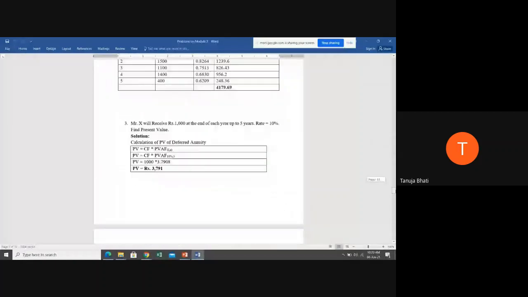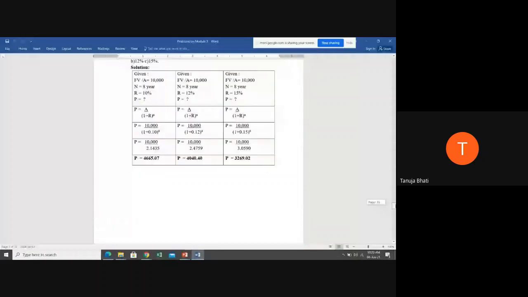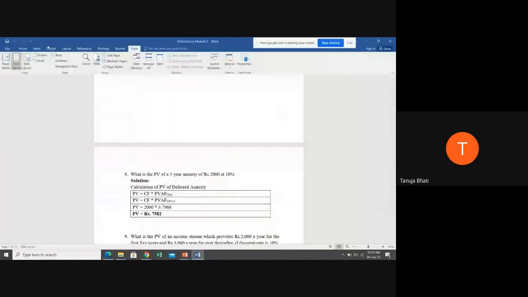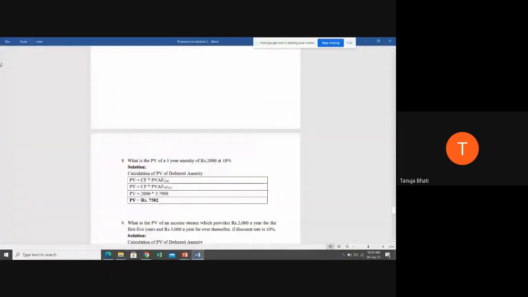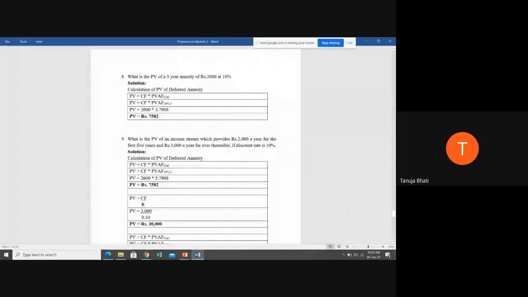I think we had completed 7 problems under present value. Now moving ahead to problem number 8. Next, what is the present value of a 5-year annuity of rupees 2000 at 10%? So this is a very simple problem.